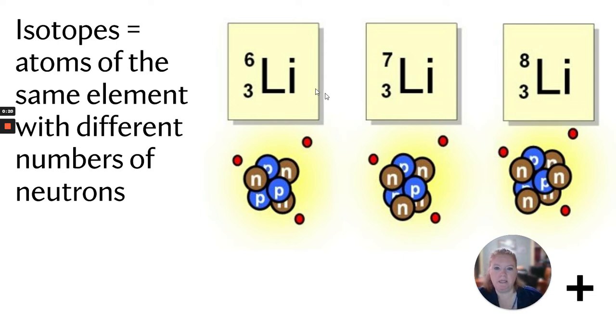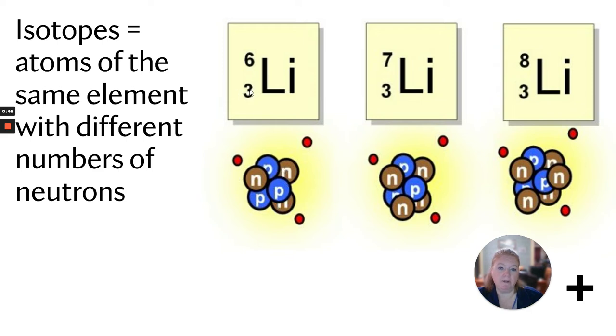So you can see lithium, 3 protons. Lithium, 3 protons. Lithium, 3 protons. Atomic number 3, same atomic number. But look at these mass numbers. They're different. So what's different? The number of neutrons. They have the same number of protons, but a different number of neutrons.